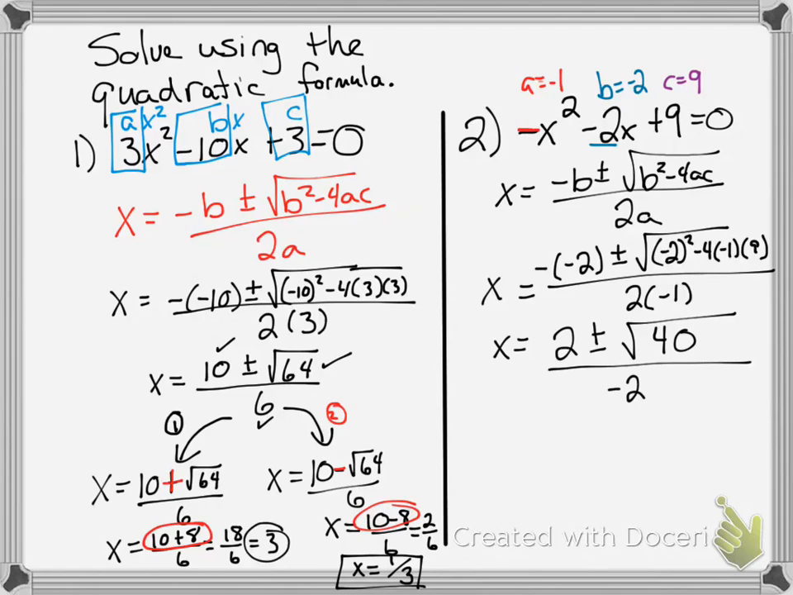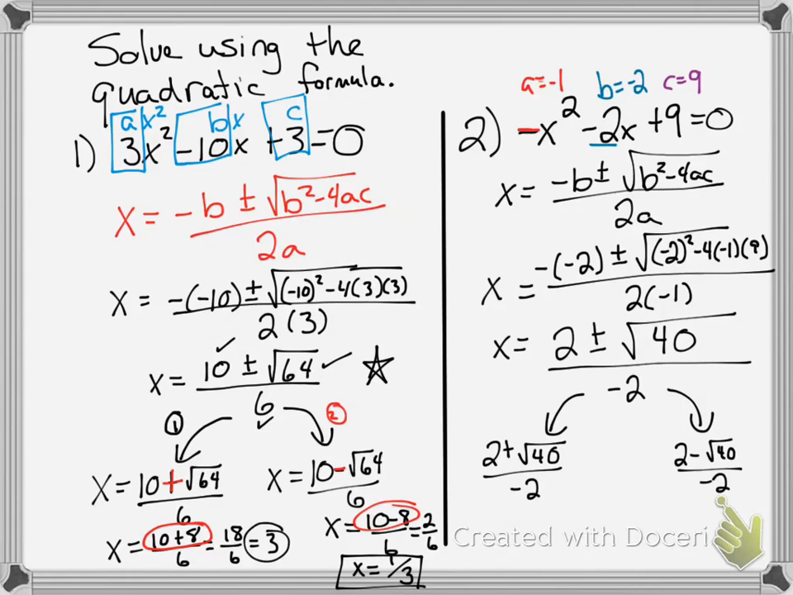So just like right here, at this point, I need to do a split. I need to break this into two problems. The first, I'm going to have 2 plus square root of 40 divided by negative 2. And my second problem would be 2 minus the square root of 40 divided by negative 2.